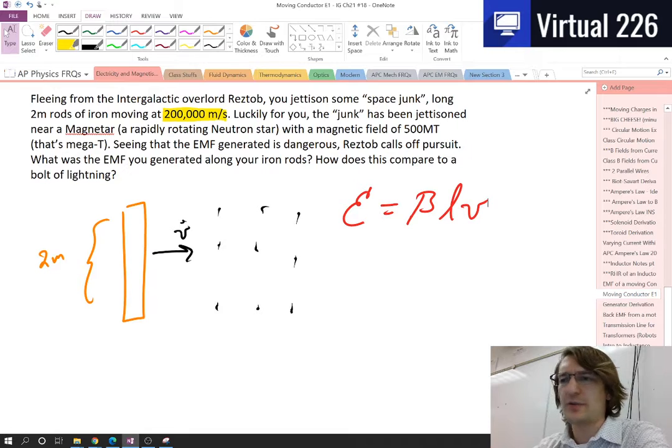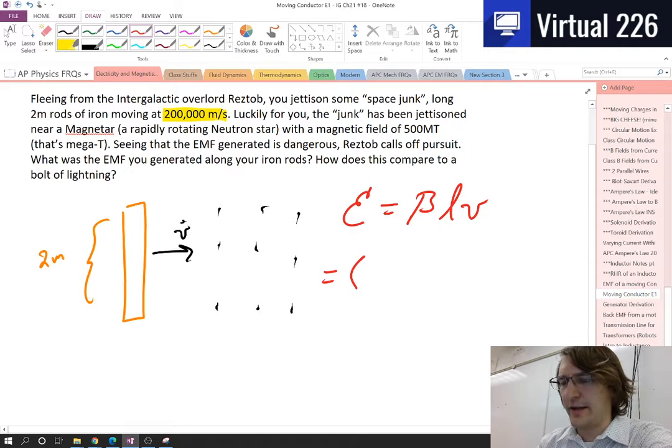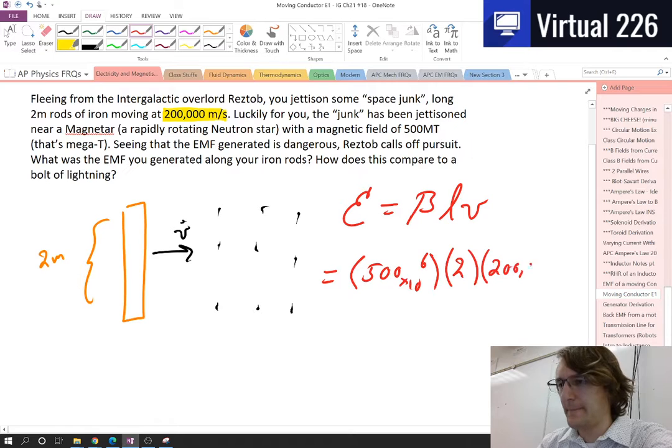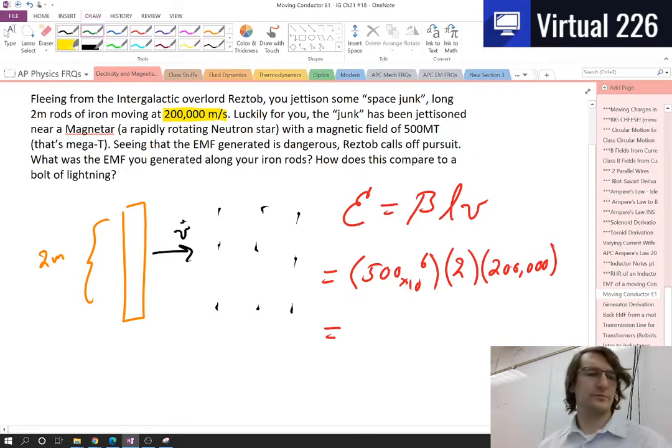And if we just take our values and multiply them together, we actually have everything here. We know the B field of the Magnetar is 500 megatesla, so that's 500 times 10 to the 6th Tesla. The length is 2 meters, and our velocity is 200,000 meters per second. When we multiply all that together, we get a final answer of, what is this? Let's see. 500 times 10 to the 6th times 2 times 200,000. We get 2 times 10 to the 14th.